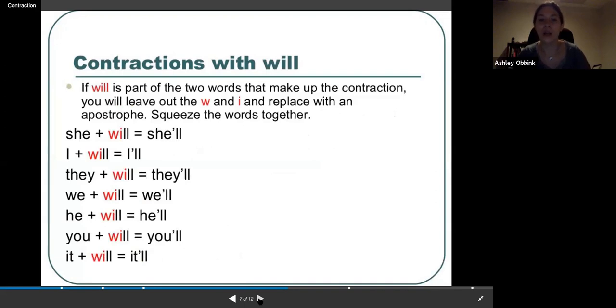Ones with "will", you get rid of the W and the I and you put an apostrophe there. So "she will" is "she'll". "I will", "I'll". "They will", "they'll". "We will", "we'll". "He will", "he'll". "You will", "you'll". "It will", "it'll".